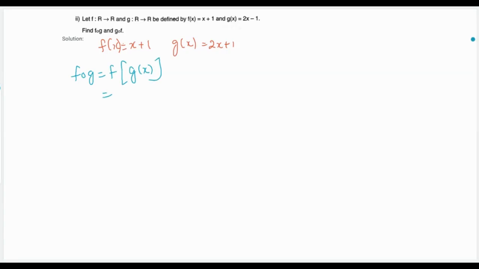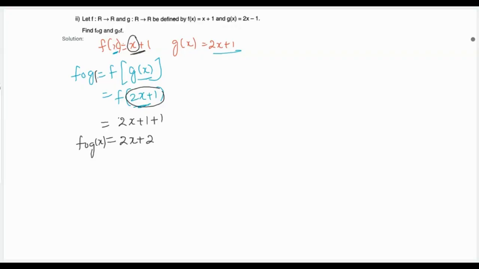Fog is nothing but f of g of x. Now what is the formula of g of x we have? We should write it in the place of g of x. That will be 2x plus 1. Now you can see when you compare, in place of x I have written 2x plus 1. So in the formula for f of x, wherever we have x, we'll replace with this value. So x will change to 2x plus 1 plus 1. That will be 2x plus 2. So fog of x will be 2x plus 2.